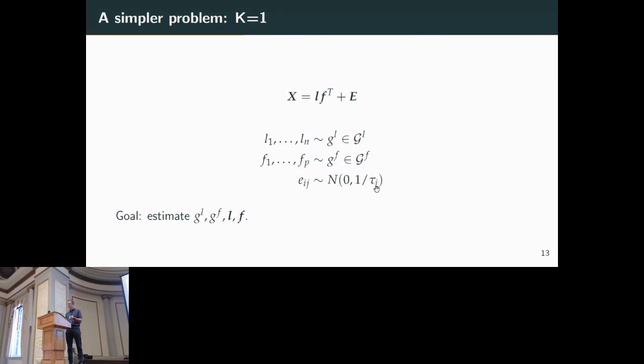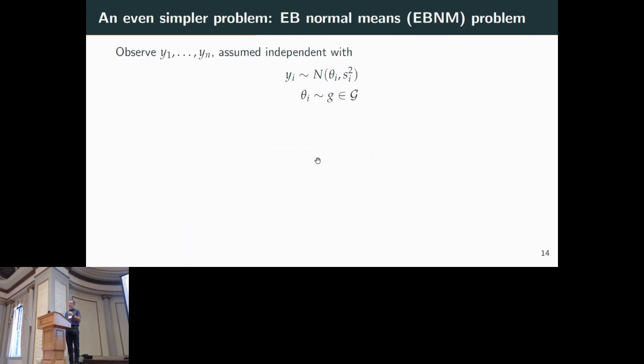Actually, that's another thing that I'm sweeping under the rug. Different methods can assume whether columns have column-specific variances or whether there's a shared variance, and so on. That actually can affect results as well. So just a side note. But my goal is to tell you about how we estimate G_L and G_F and L and F in this model. Okay, so actually this is still hard. So I'm going to tell you about an easier problem that's related that I can solve, and then I'm going to go back and tell you how I use this method to solve the matrix factorization problem.